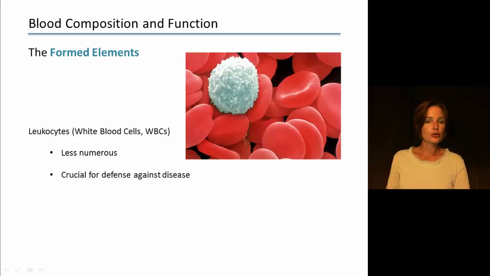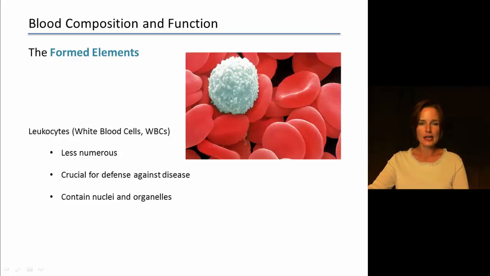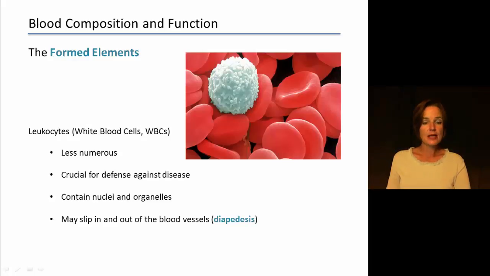Instead of being responsible for carrying oxygen to various tissues, these play a crucial role in defense against diseases. They contain nuclei and organelles, which is again a difference compared to the red blood cells. They are able to slip in and out of the blood vessels, and that is something they do when they are involved in that whole defense response. Lastly, they become more abundant upon infection. So when someone has a higher white blood cell count, there is suspicion of infection in those specific cases.